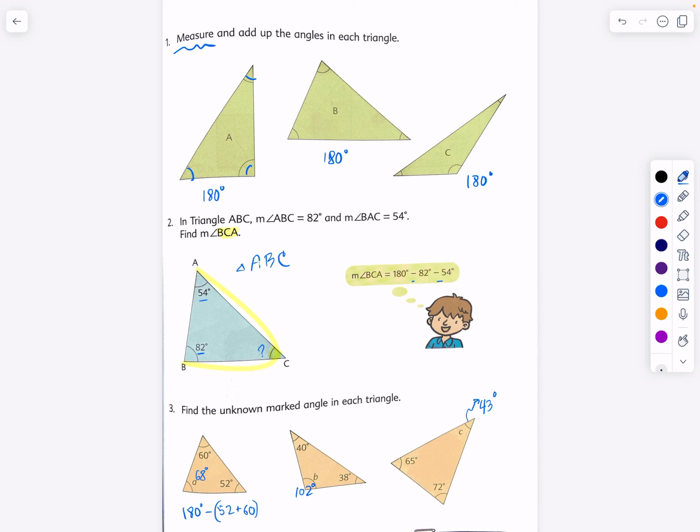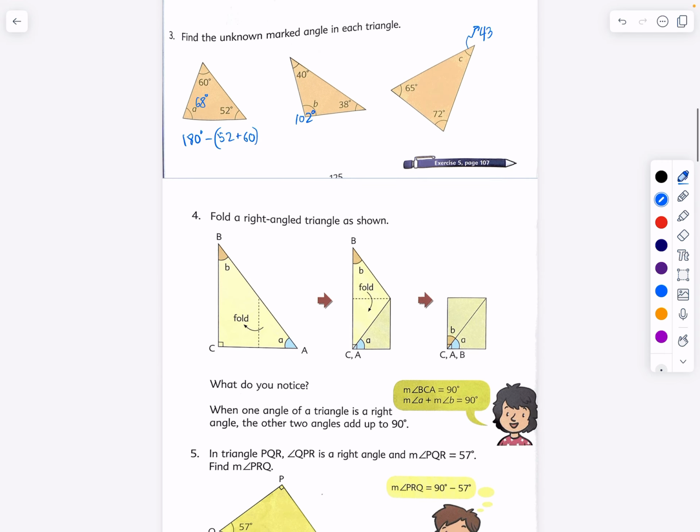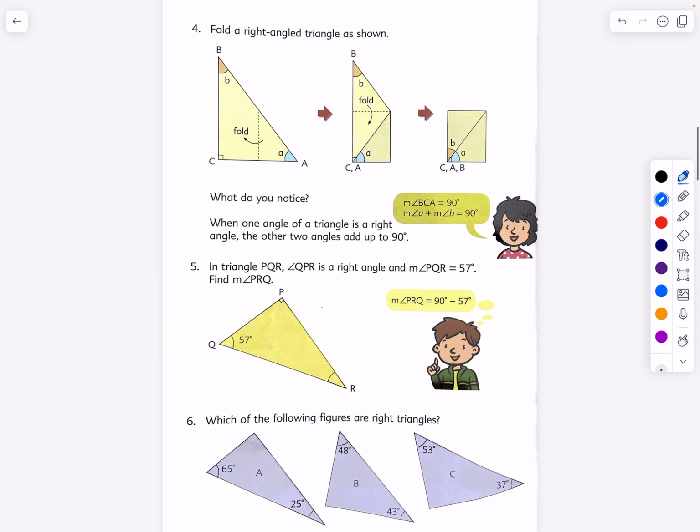Remember, we take the starting point, right? The sum of all three angles is 180. You subtract the two angles you know in order to find the missing part. Now let's take a look at different triangles.